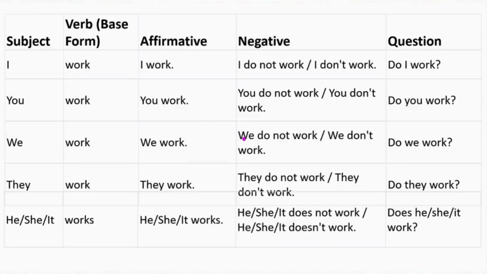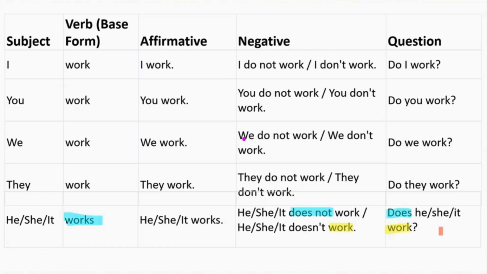Here is the recap of what we have learned so far. I work, subject is I, and work is base form of the verb. It's an affirmative or positive sentence. I do not work. I don't work. And the question form is do I work? You work. You don't work. Do you work? We work. We do not work. Do we work? They work. They don't work. Do they work? He works. He doesn't work. Does he work? She works. She doesn't work. Does she work? It works. It doesn't work. Does it work?